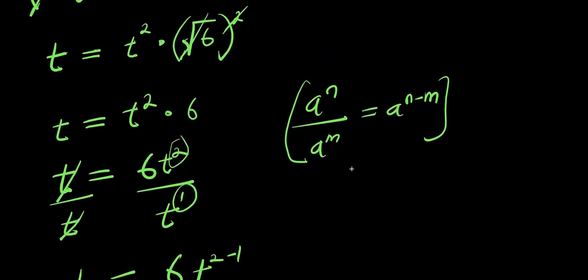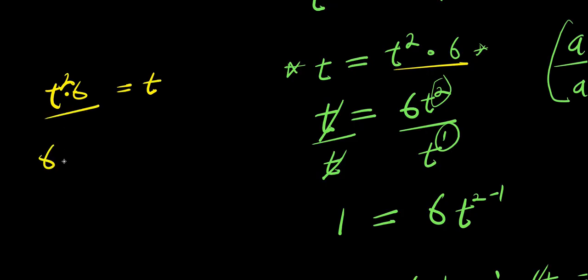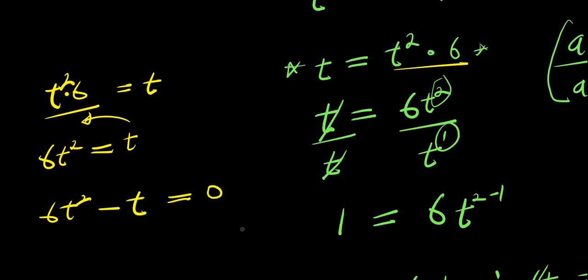Also, at this particular point here, I can easily form a quadratic equation. What do I mean? I multiply this out. This is t squared times 6. And this equals t. Right? I'm just rearranging this. If you multiply this, you have 6t squared equals t. I move t over here. I have 6t squared minus t equals 0.